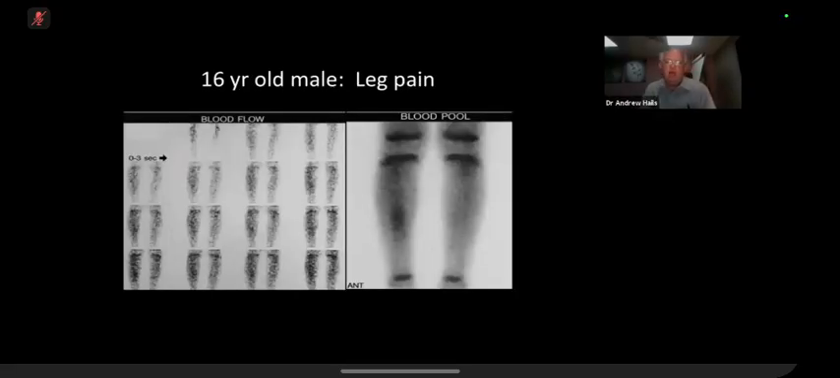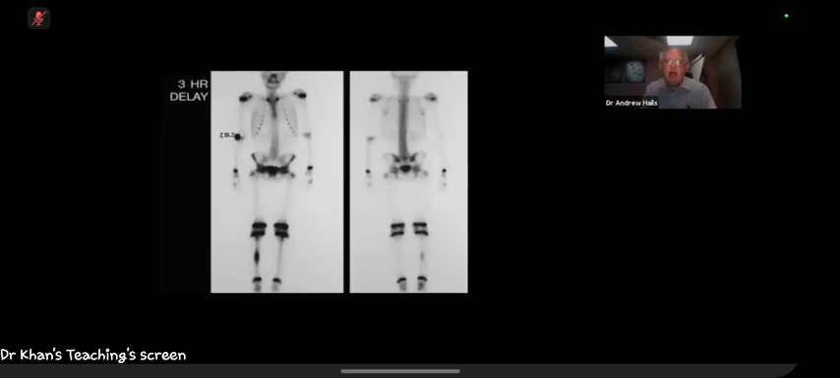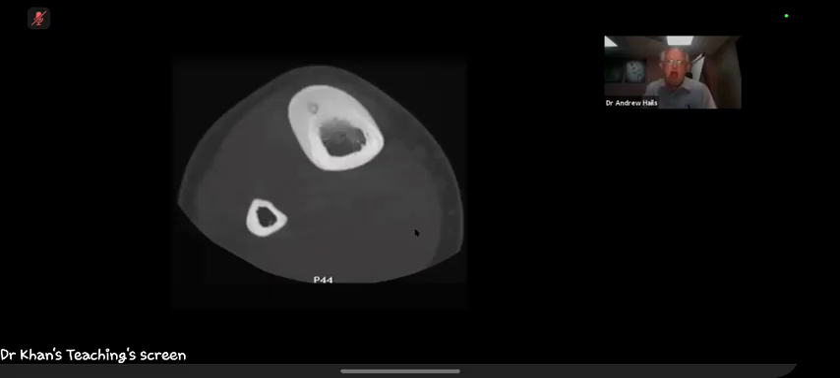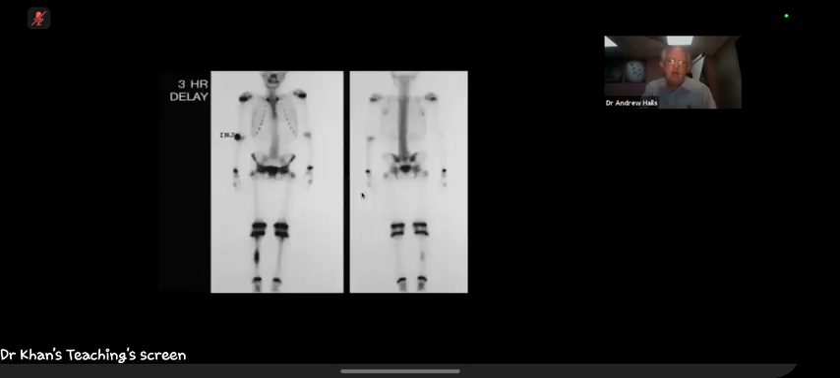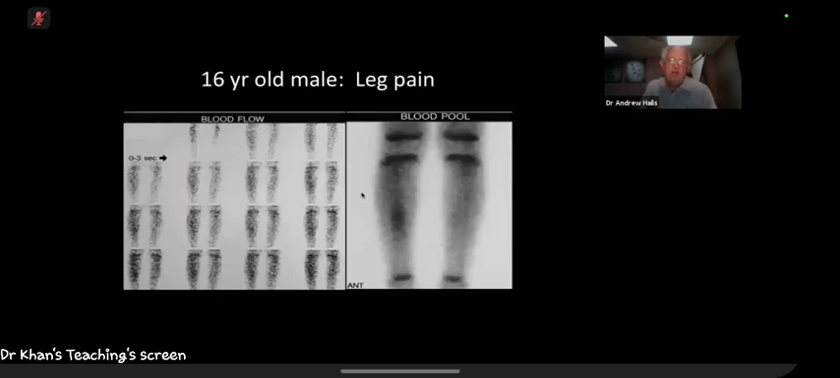So, here we have blood flow, blood pool, and delayed bone phase images. Clearly this is a child because we've got increased uptake in the epiphyses. And here we have the CT scan. We've got sclerosis, a lucent area, and a little area of density in the middle. As you probably realise, that's an osteoid osteoma. But at least the bone scan has identified where the problem is.